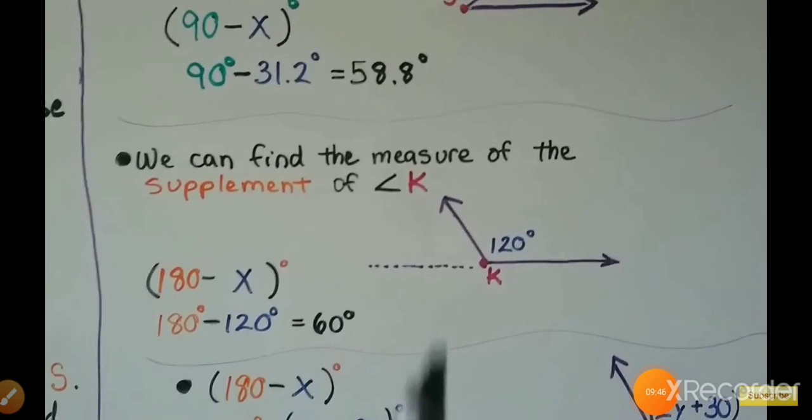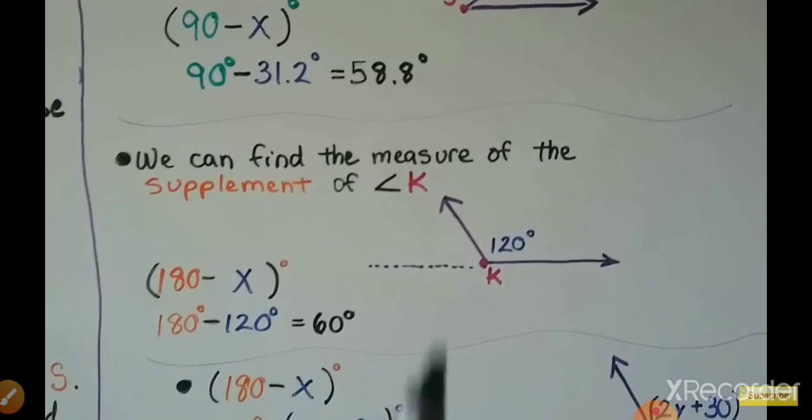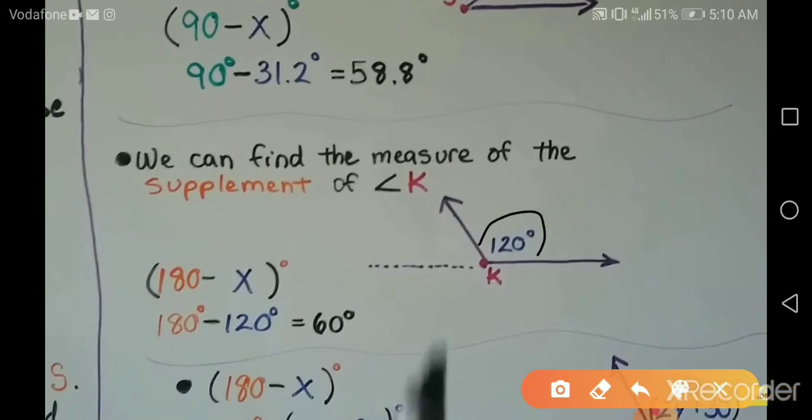Okay, here we can find the measure of the supplement of angle K. He gives me the measure of angle K is 120 degrees, and he wants me to find the supplement. Supplement means what? Do you remember? Yes, 180 degrees. So 180 degrees minus 120 will give you the supplement. The supplement here will be 60 degrees.